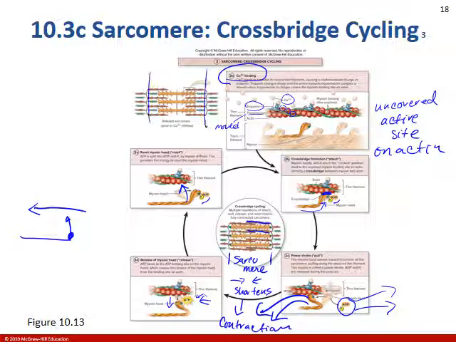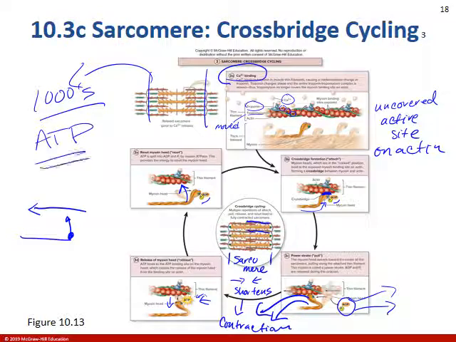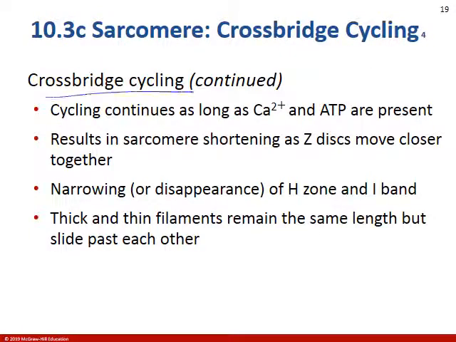But remember how many sarcomeres there are. There are thousands of sarcomeres in a muscle fiber cell. How many muscle fiber cells are inside of a fascicle? How many fascicles are inside an entire muscle or a whole muscle? So this is happening thousands and thousands and thousands of times, and you need tons of ATP in order for this event to occur. This cross-bridge cycling will continue as long as you have calcium and as long as you have ATP.